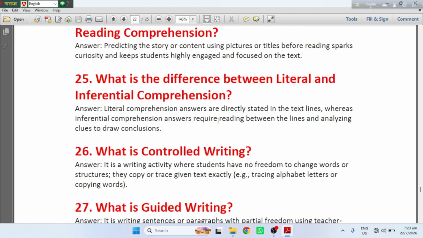Literal comprehension answers are directly stated in the text lines, whereas inferential comprehension requires reading between the lines and analyzing clues to draw conclusions. What is controlled writing? It is a writing activity where students have no freedom to change words or structures. They copy or trace the given text exactly. Example, tracing alphabet letters or copying words.